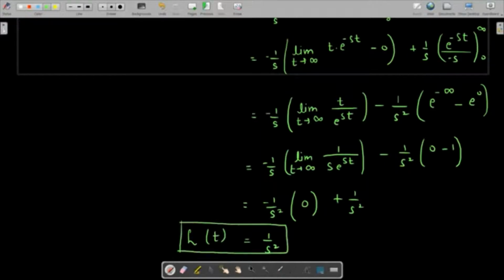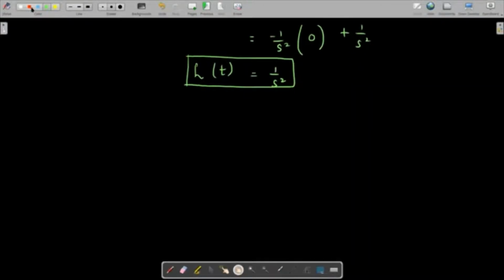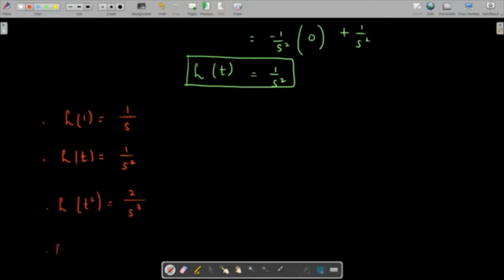So from here we are getting an analogy which is quite beneficial for us to save time. Laplace transformation of 1 is 1 over s. Laplace transformation of t is 1 over s squared. Laplace transformation of t squared is 2 over s cubed. Laplace transformation of t cubed is, not 3, it's 6 over s raised to 4, and so on.